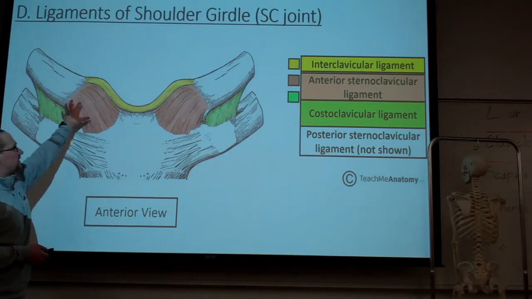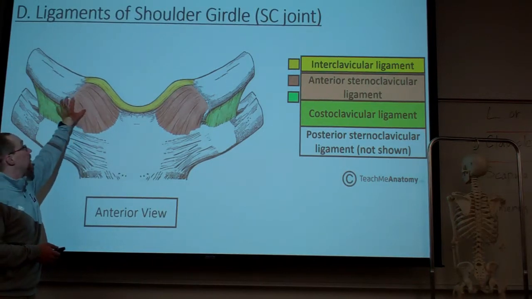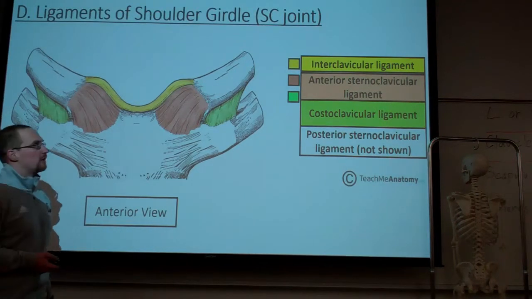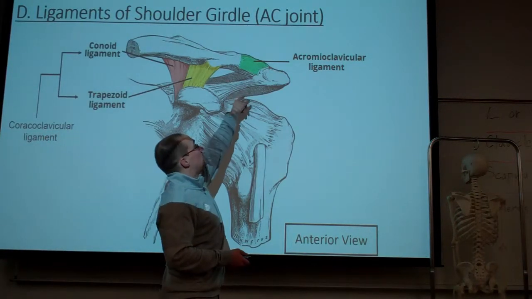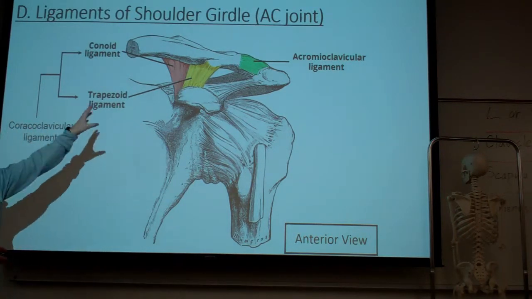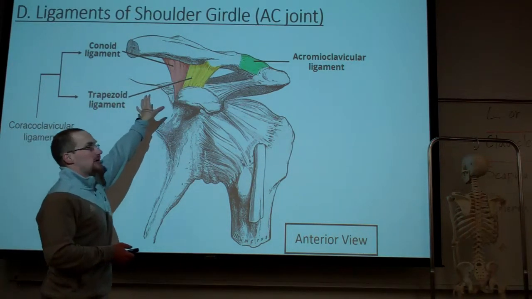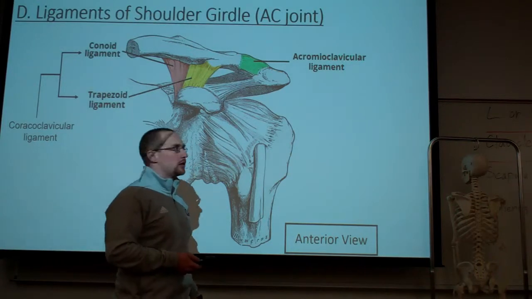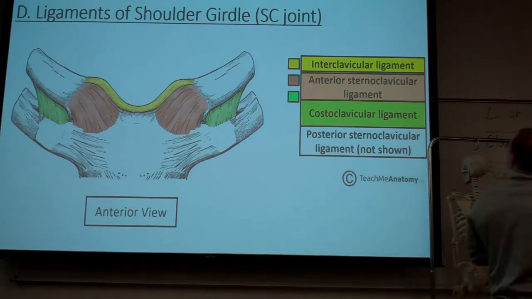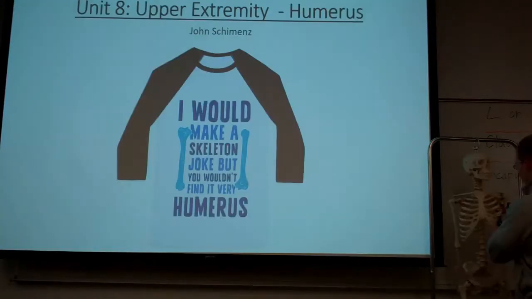So again, notice the difference here. These are a lot closer and provide a lot more structure to the SC joint, versus over here at the AC joint, we only have one that's directly on the AC joint. The other ones are a little bit farther away. So that's one reason why the SC joint is much more difficult to dislocate.